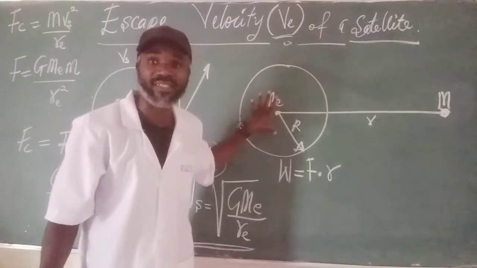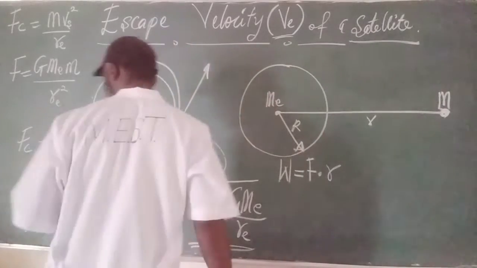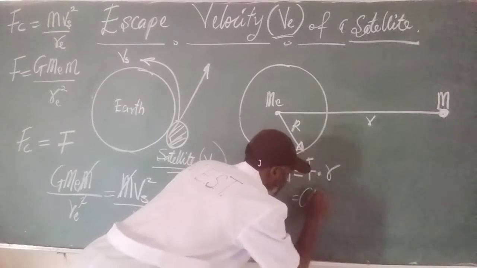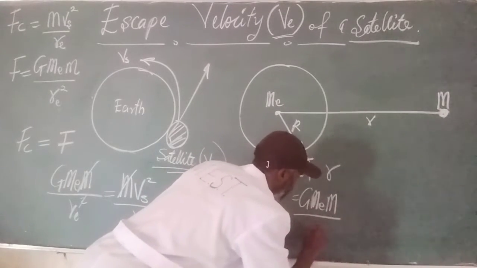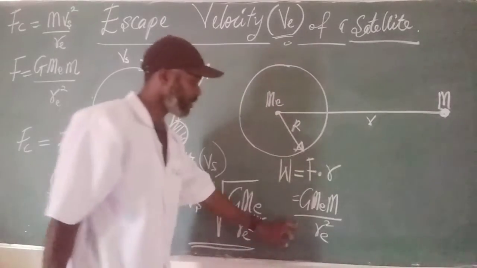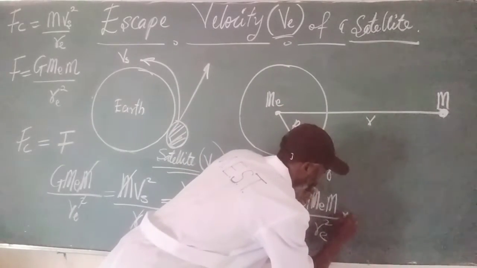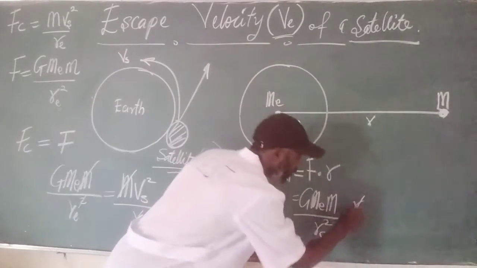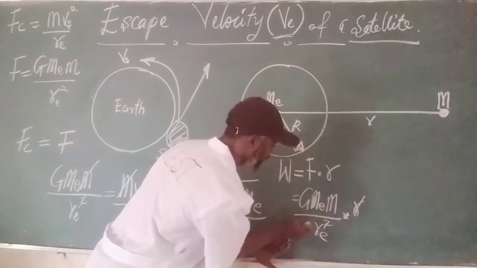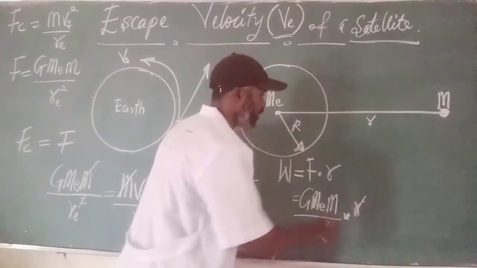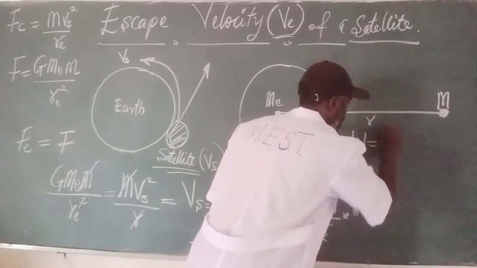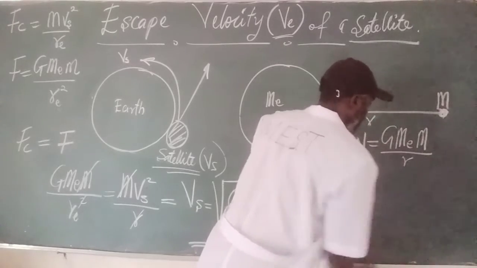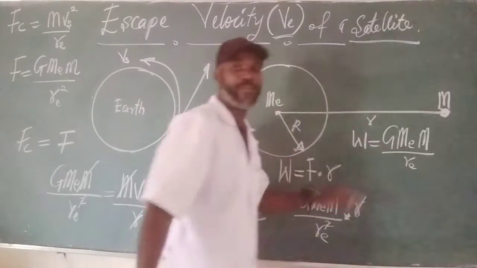That's what we mean by this second diagram. And as we continue to navigate through that, the work done is given as G Me m over R squared, times, this dot represents times, R. So if we have this, we lower this a bit. And finally, the work done now becomes W is equal to G Me m over Re, so to say.